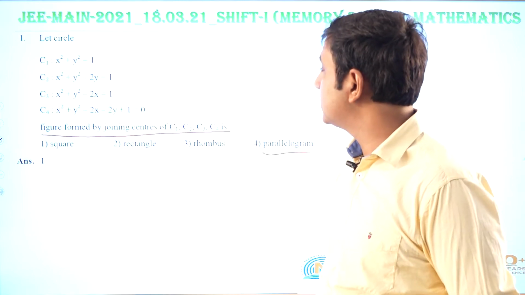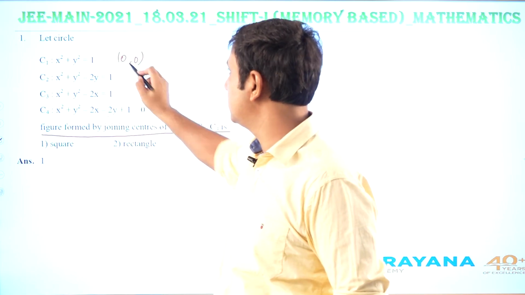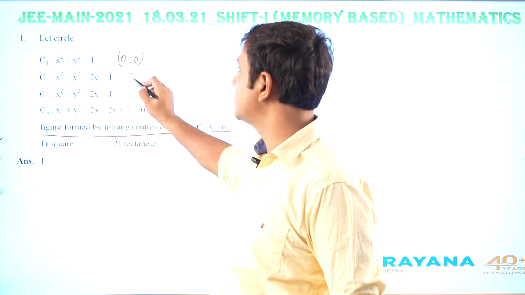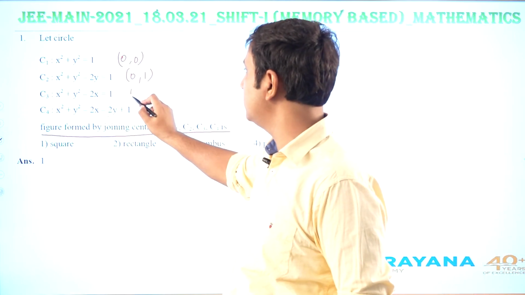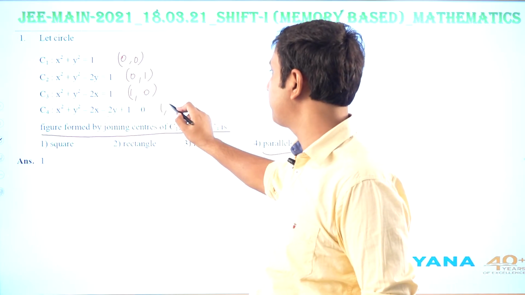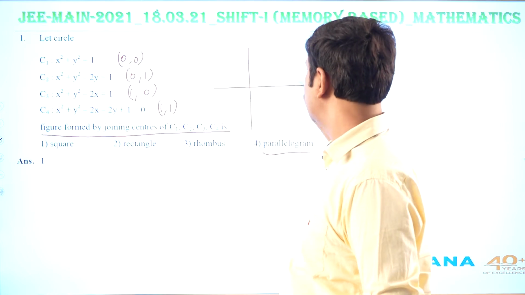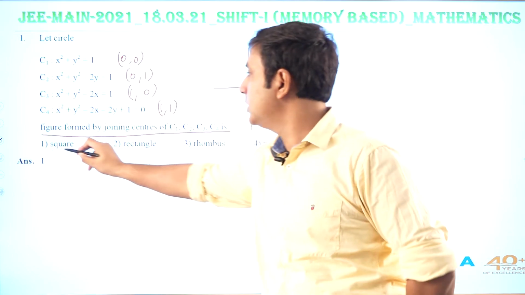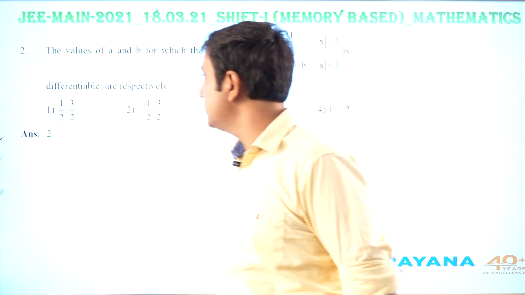Now, the center of the first circle is (0, 0), as you can see very easily. Center of the second circle is (0, 1). Center of the third circle is (1, 0). And center of the fourth circle is (1, 1). Notice that these four points clearly form a square. Hence, the answer is 1. Let's move on to the next question.